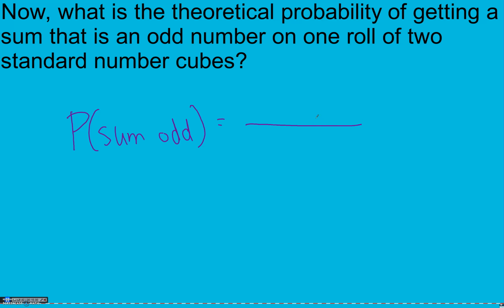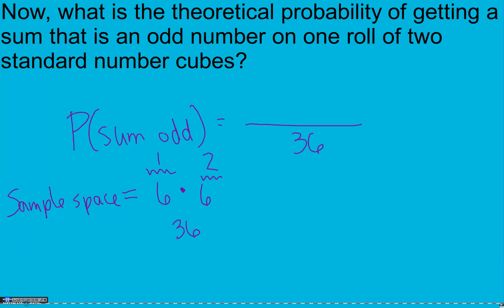Okay, we need to figure out our sample space, which is our total number of options. So on our first die, there are 6 possibilities. 1, 2, 3, 4, 5, 6. On our second one, there are 6 possibilities. So we multiply those two together, according to our counting principle, and get 36.